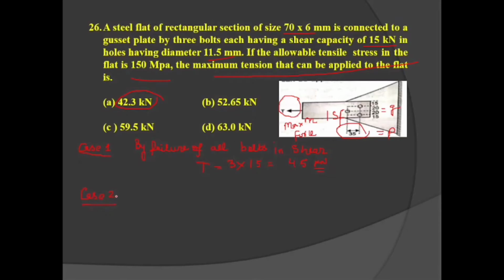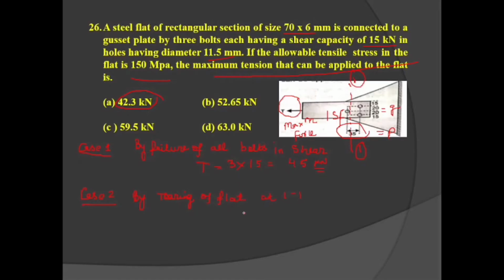Case number 2. By tearing of a flat at section 1:1. Tearing of a flat, because failure may be tearing, shearing and bearing of flat at 1:1 section is there. That is at this particular section. This is our section number 1:1. Only one rivet hole has to be deducted.